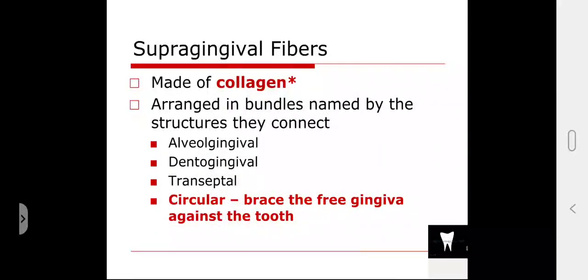The supragingival fibers are made of collagen. They're arranged in bundles named by the structures they connect. And then you also have your alveolar gingival, dental gingival, transseptal, and circular as well.